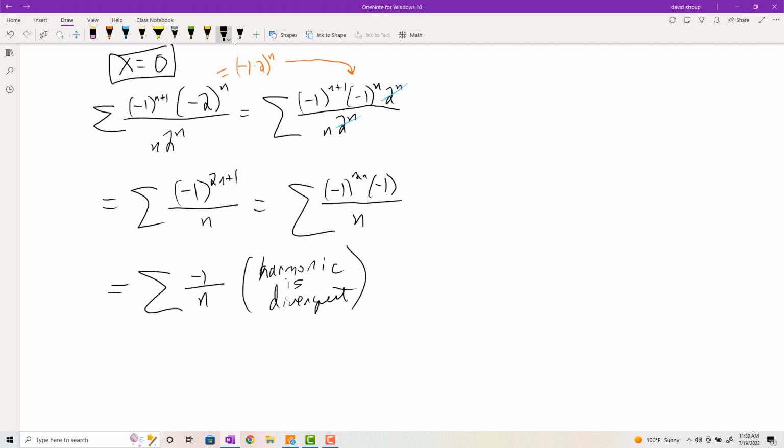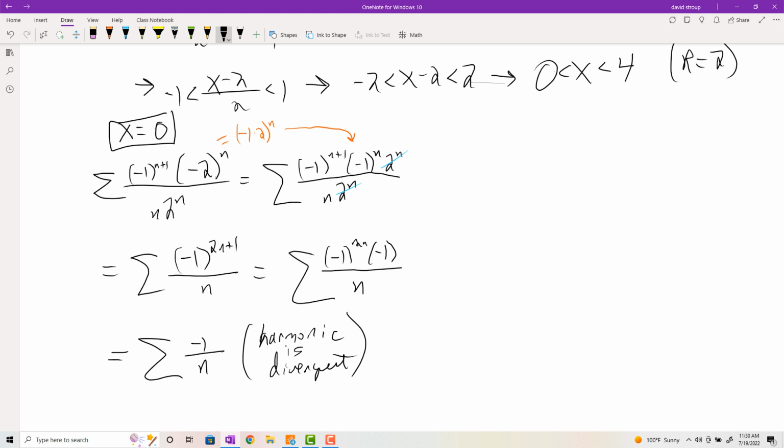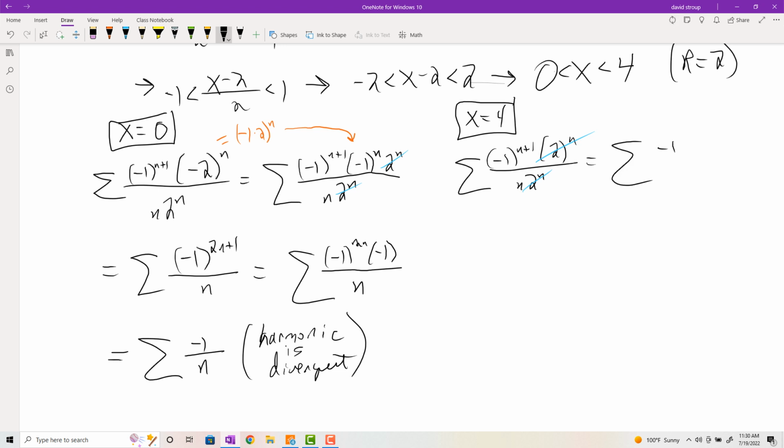Okay, so one endpoint down, one to go, right? So I'm going to go over here to x equals 4. I think the simplification would be a little bit easier this time. I have (-1)^(n+1) times (4 minus 2)^n. That will just be 2^n, all over n times 2^n. You see the 2^n's will just cancel, and you'll have the series (-1)^(n+1) all over n.